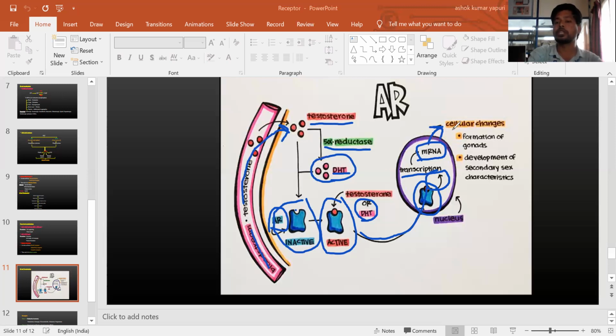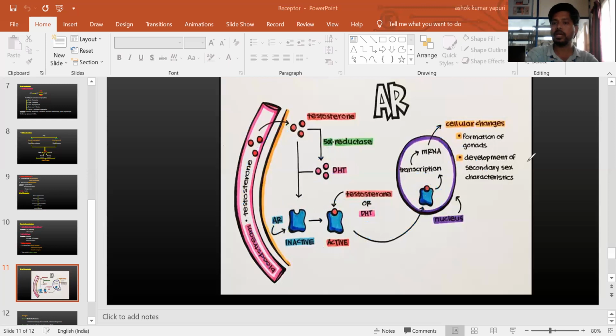So because of the testosterone function, what is happening here? The cellular changes like formation of gonads as well as development of secondary sexual characters in the males. So this is a signal transduction of a nuclear receptor with the example of testosterone. Testosterone is also known as androgen. Okay, and after that, next we are moving to the examples of the nuclear receptors.